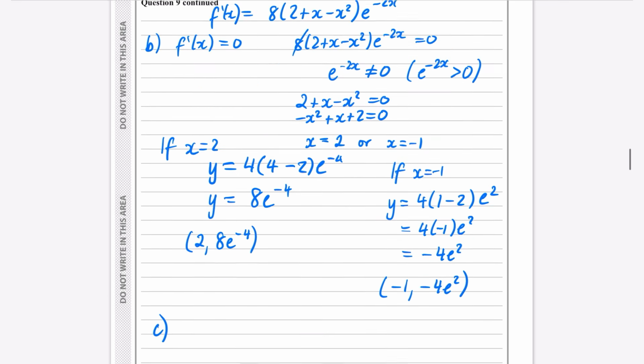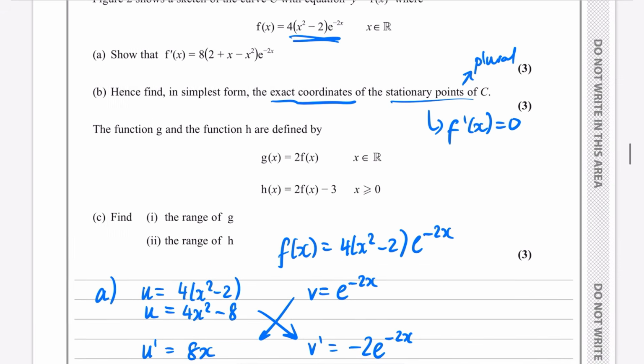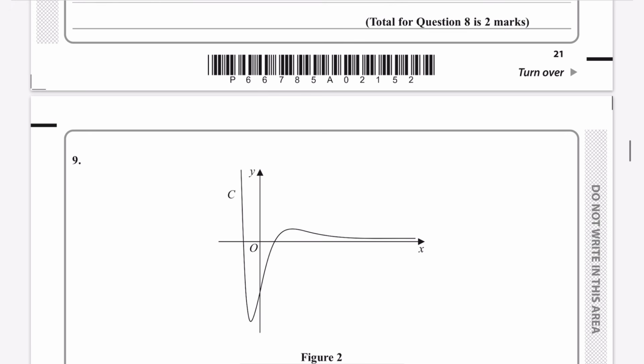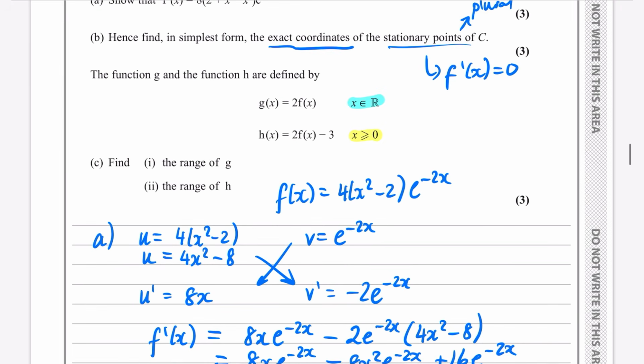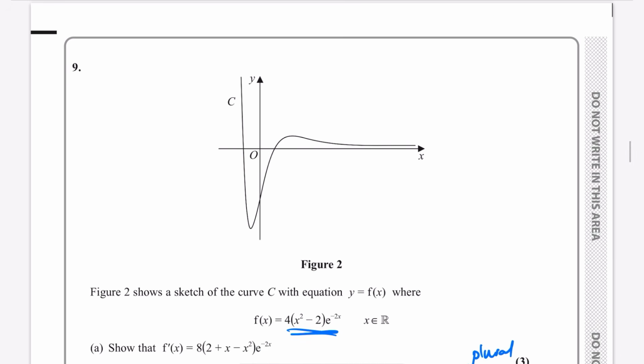Now part C of the question is where it gets a little bit funky, a bit different. It says the function g and the function h are defined by these two things that we've got here. The first thing that I notice about both of them is that the domains are different. The first one has everything included. The second one has only got the positive parts of the graph. This whole section over here is being disregarded. And it wants us to find the range of g and then the range of h. The range of the graph is how much of the y is being sort of included.